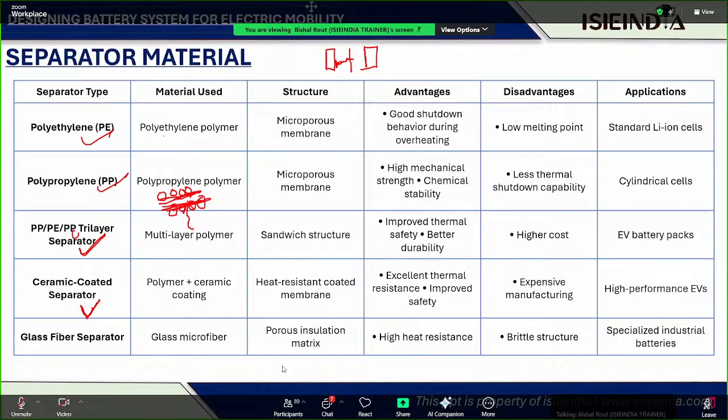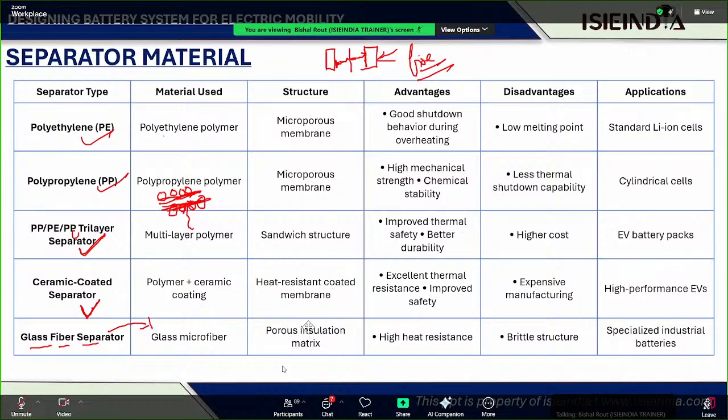Fine. So it is going to puncture this separator, and it is going to touch this electrode. So this is the major cause of fires in lithium-ion cells. So dendrite formation: if we use the ceramic separator, dendrite formation is reduced. Then again, specialized industrial batteries are utilizing glass fiber separators.